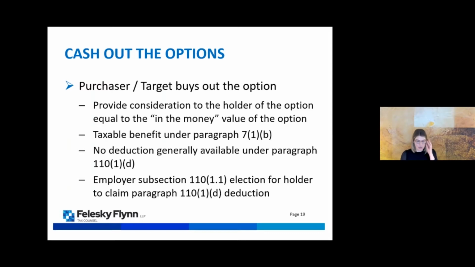So just as an example, if the option was initially issued in the money, the deduction under 110(1)(d) would not be available. So just be mindful that even if an employer makes that election, make sure you go through and make sure all of the other requirements of 110(1)(d) are there so that the employee can actually claim that deduction.